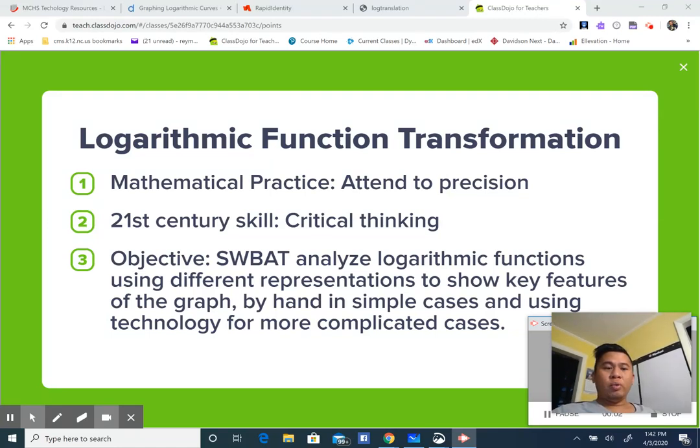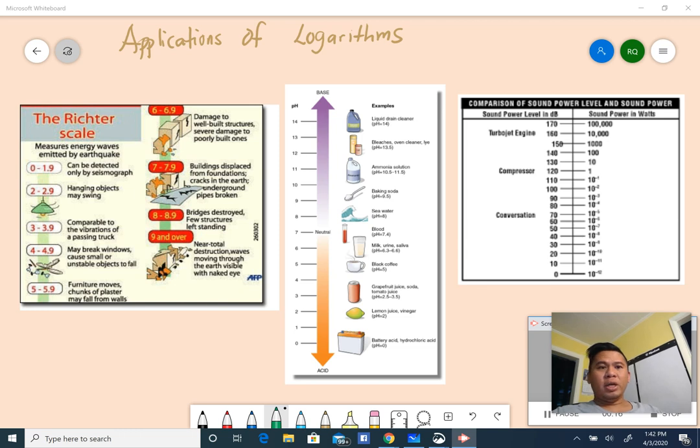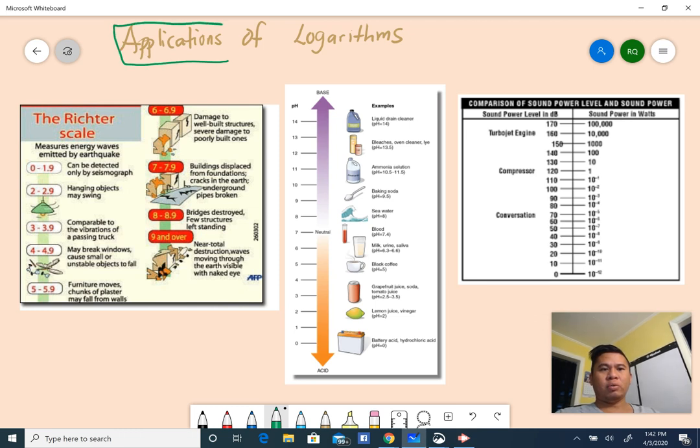Good morning. Today we'll be discussing the transformation of logarithmic functions. We'll be attending to precision using critical thinking and analyzing the key features of the function itself. Before dealing with the basics of the logarithmic function, here are some of the applications of our logarithmic function.